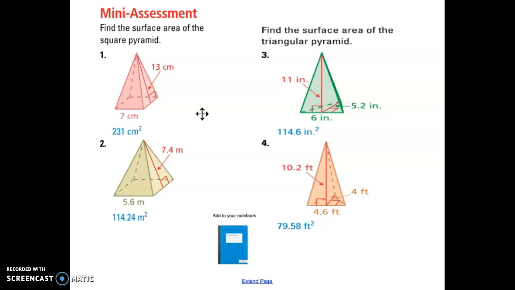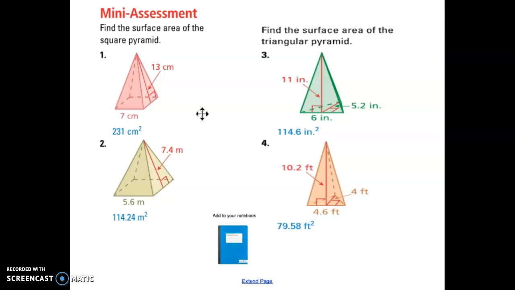I think if you really understand how to find the area of a square and how to find the area of a triangle, and then if you're really keeping good track of the number of sides around the triangular pyramid and the number of sides around the square pyramid, I think this is very doable.